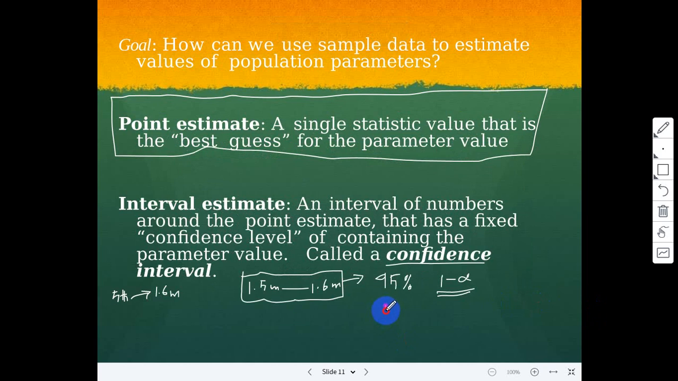So 5% is the non-confidence interval and that is denoted by simply alpha, as alpha representation. The confidence interval: how much confidence you have on the value that you have derived for the population.